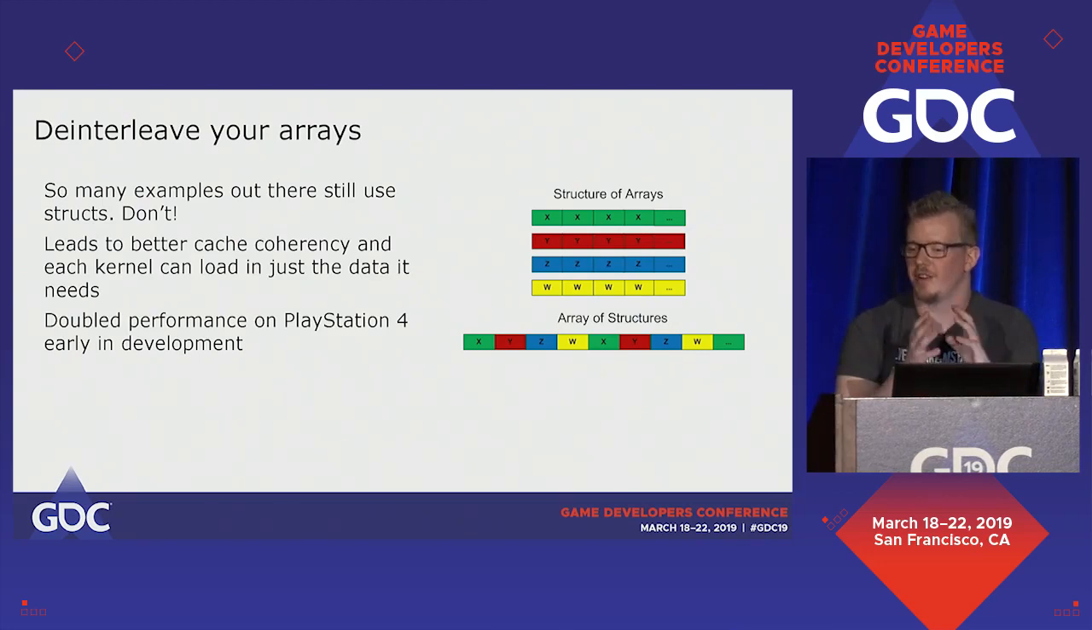When you're starting out learning compute shaders, quite often people will use structs, and they're terrible. It's way better to use a structure of arrays instead of an array of structs. The reason for that is that you get better cache coherency, and each kernel can load in the data it needs itself. For example, for all the culling that we do, we don't need the color of the brush stroke, so there's no reason to have that sticking around.